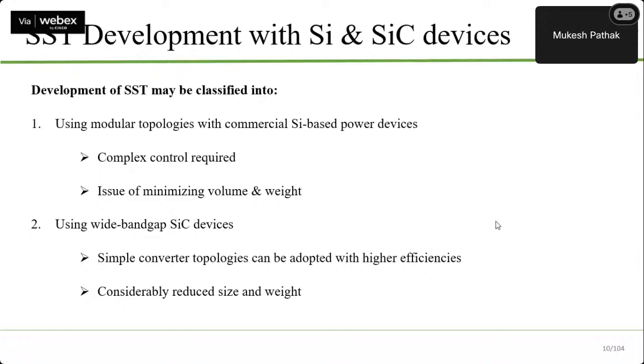With modular topologies using commercial Si based power devices, the control is complex, and the minimization of volume and weight suffers. But using wide band gap SiC devices, we get simple converter topologies, they have very high efficiency, and the size is considerably reduced.